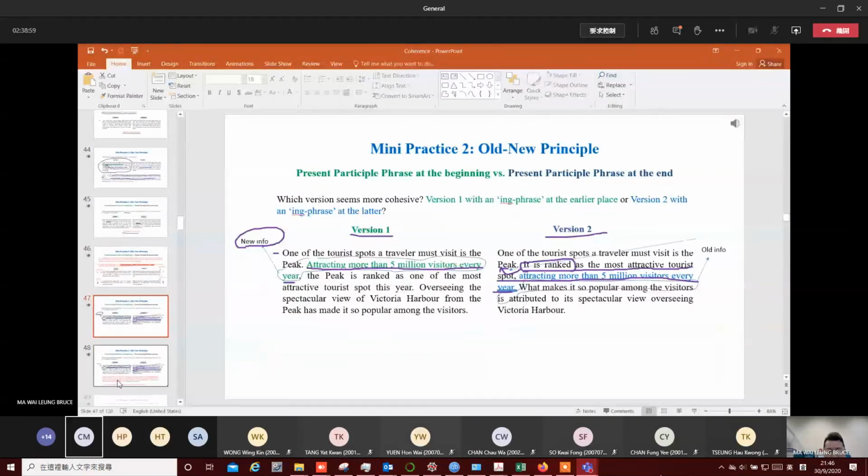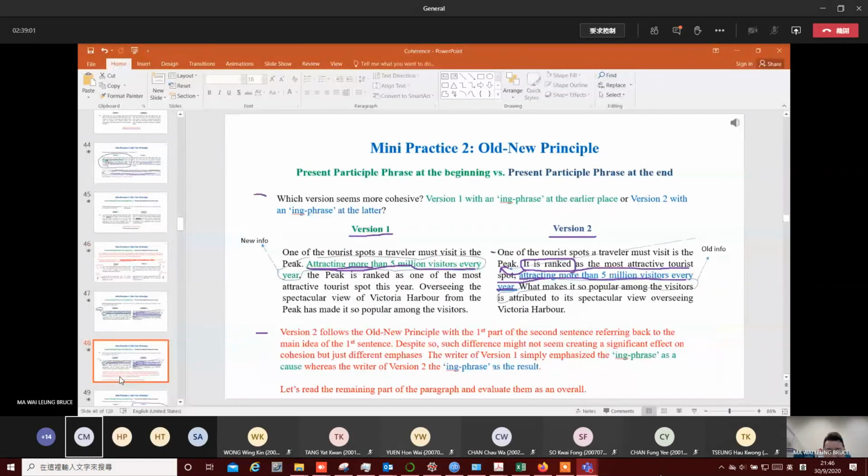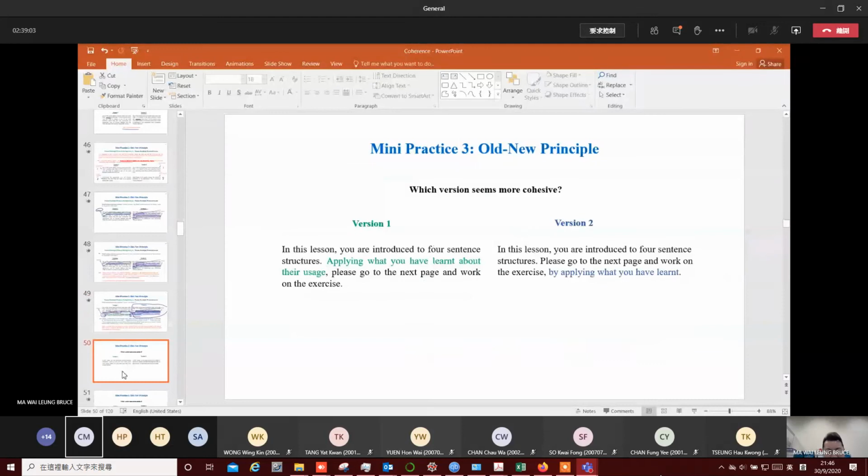Let me give you another example, which is not really significant. In this lesson, you are introduced to 4 sentence structures. Apply what you have learned about this usage. Please go to the next page.